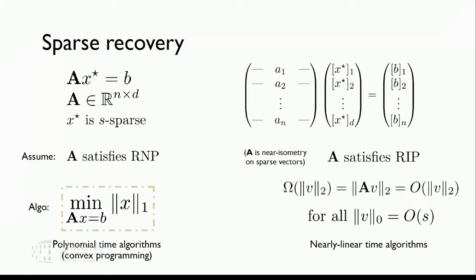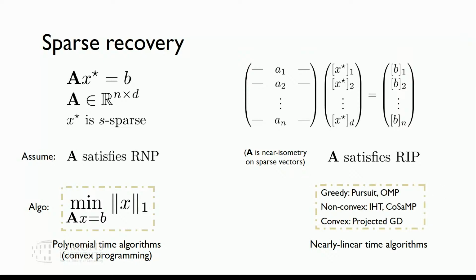On the other hand, if you assume something stronger about A, that it satisfies the restricted isometry property, or RIP, which basically means that not only does it not contain sparse vectors in its kernel, it's a near isometry on all the sparse vectors. So for any v with O(s) non-zero entries, it roughly preserves the L2 norm of v. You can actually design near linear time algorithms. In this setting, there are many different approaches to make it work. You could do greedy algorithms, non-convex algorithms, or projected gradient descent type algorithms, and these all run in near linear time under this RIP assumption.